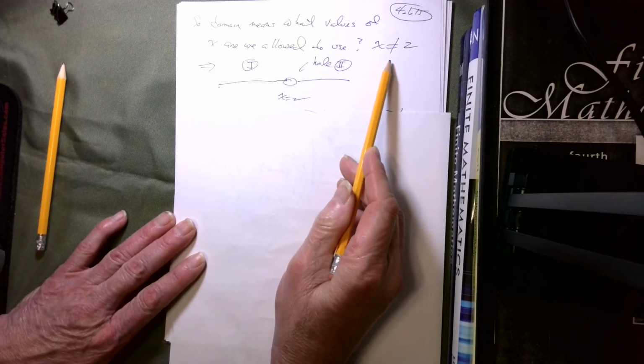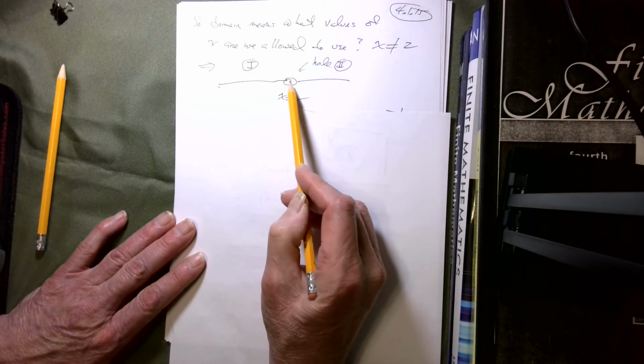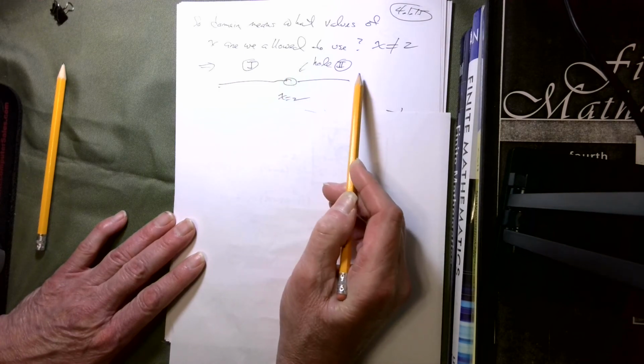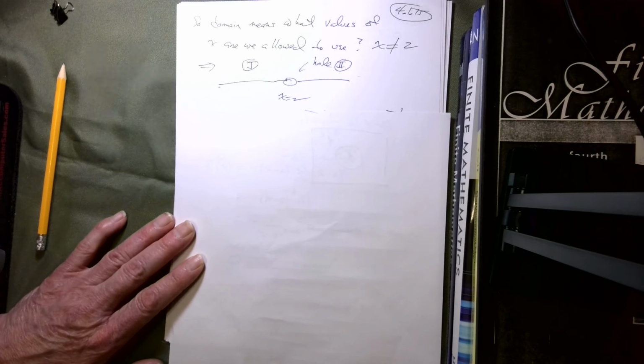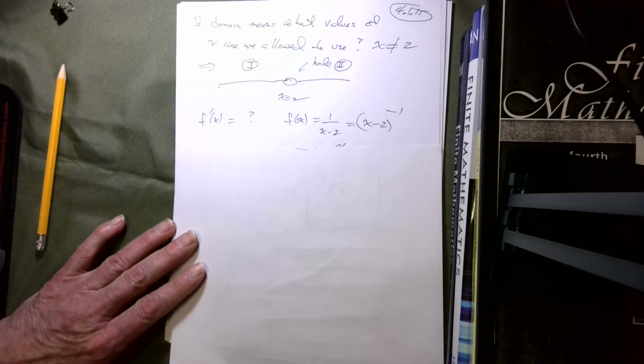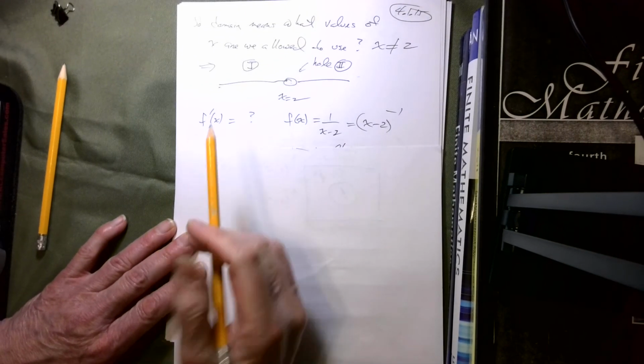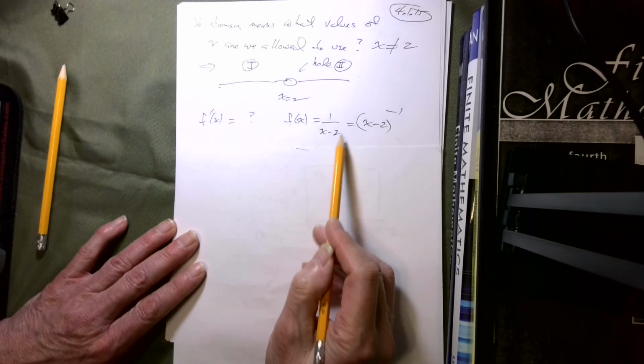We are not allowed to use what? X to be equal to 2. So we have to be on this side or this side. We have not even looked at critical points yet. So if I want to take a derivative of this, what do I have to do, guys?